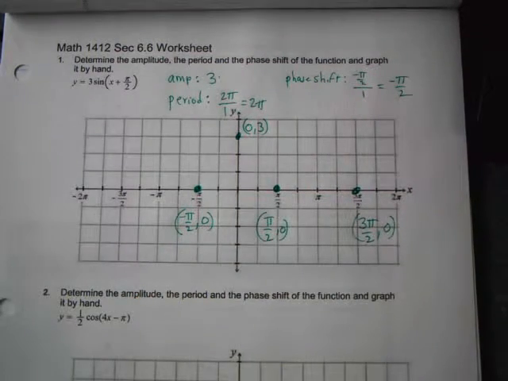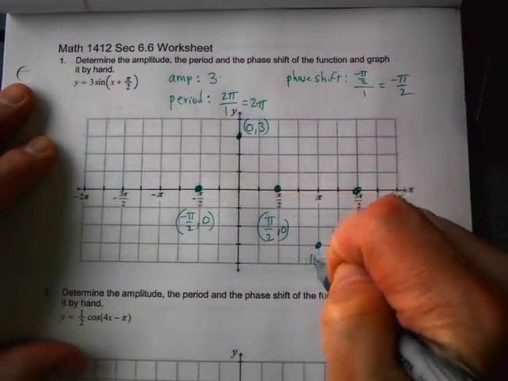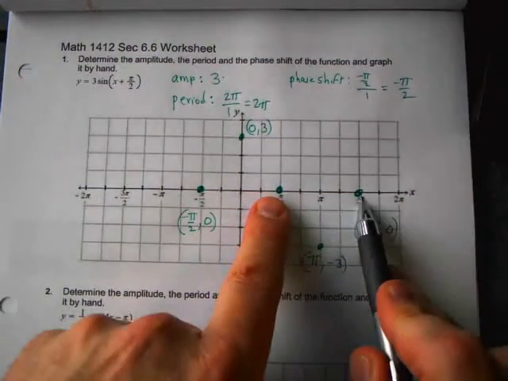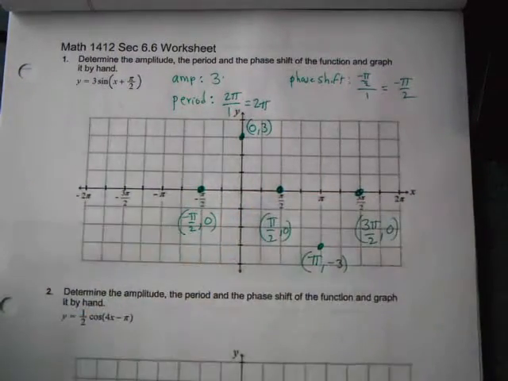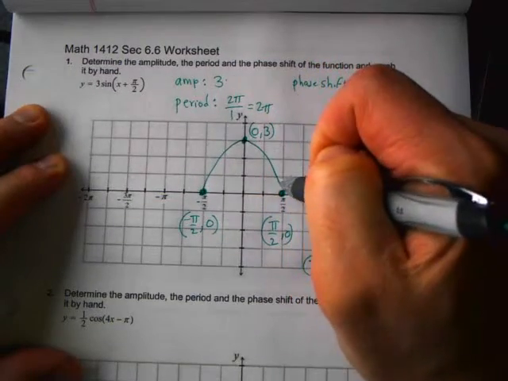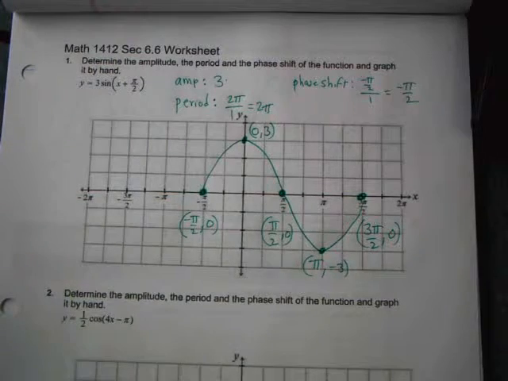We got one more to go. What's the last point we need to find? Our low point. Where's our low point? Pi, negative 3. Why pi? It's halfway between these two. And why negative 3? Because our amplitude is 3. All right. So we play a nice game of connect the dots with a sine wave. And that's the answer I would expect to see on your test.